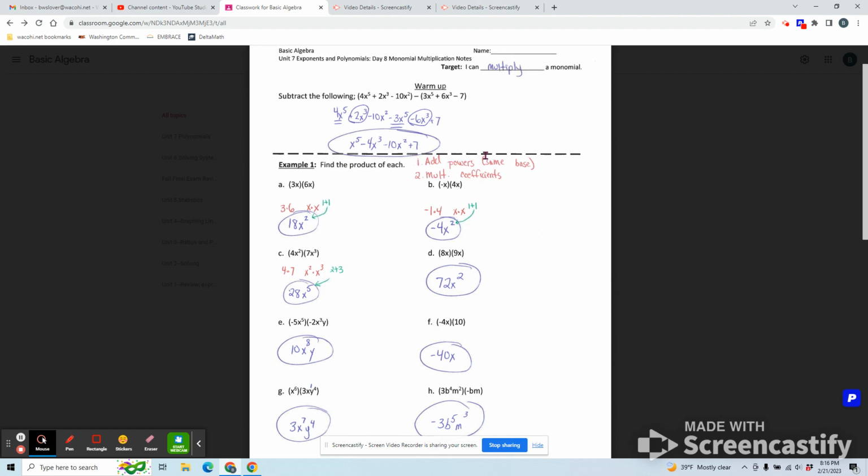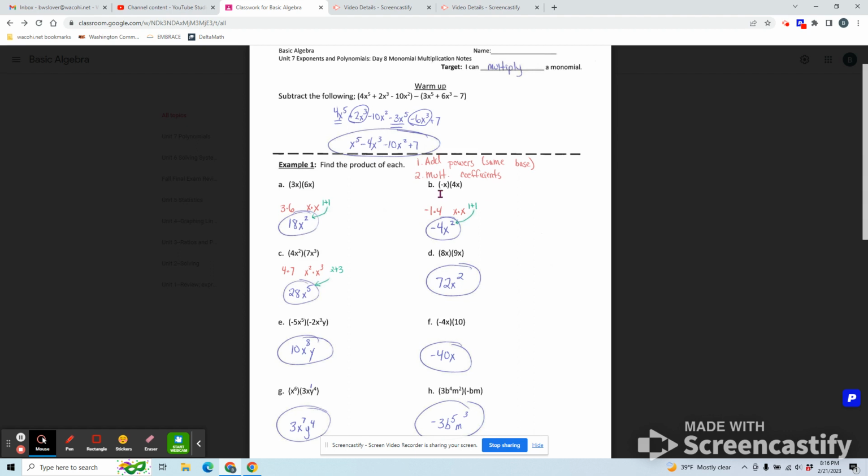I gave you two steps. Add the powers if they're the same base, the same letter, and multiply your coefficients. So 3x times 6x. We're going to do 3 times 6, our coefficients, to get the 18. And then x times x, we add our powers. That's what I showed in green. I did 1 plus 1, and that's how we got 2. So 3x times 6x becomes 18x squared.